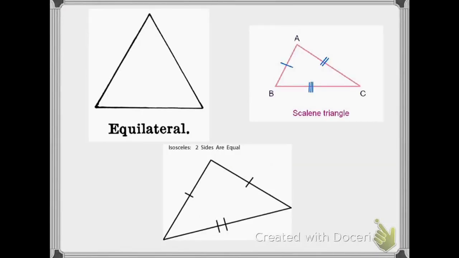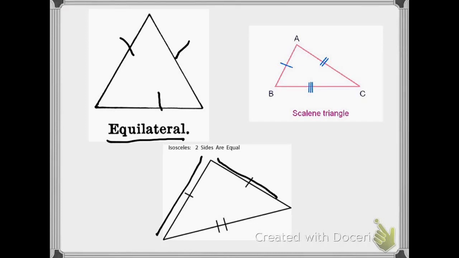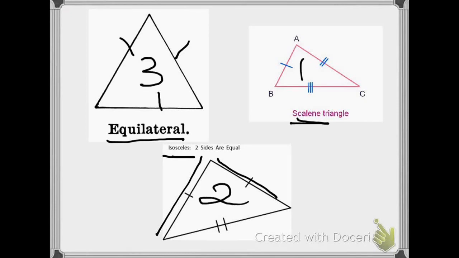To review, when we categorize a triangle by the length of their sides, we have 3 different choices. When all 3 sides are equal, we call it an equilateral triangle. When only 2 sides are equal, we call it an isosceles triangle. And when all 3 sides are different lengths, we call it a scalene triangle. I guess you could say that it's as easy as 3, 2, 1.